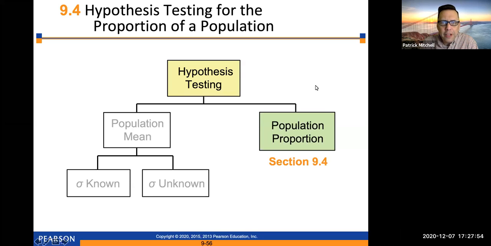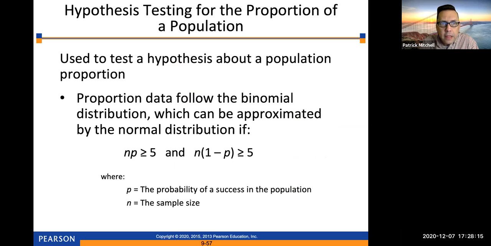Hi, everybody. We've reached the last section in Chapter 9 that we're going to cover, which is 9.4 on hypothesis testing for proportion of a population. So remember in the last two sections, we were testing claims about a population mean. So now we're going to be testing claims about a population proportion.